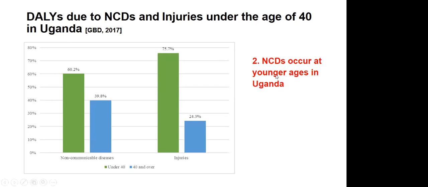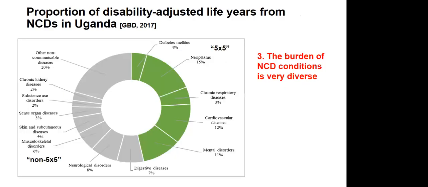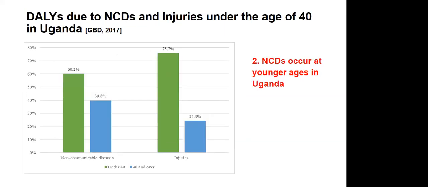We found that NCDs occur at a young age in Uganda. In Uganda, we know, for example, that it's the elderly who are affected by NCDs. And even if we know that there are now a number of young and middle-aged people getting NCDs, it's interesting to note that 56% of the DALYs due to NCDs and about 70% due to injuries are estimated to occur below the age of 40. You can see that.